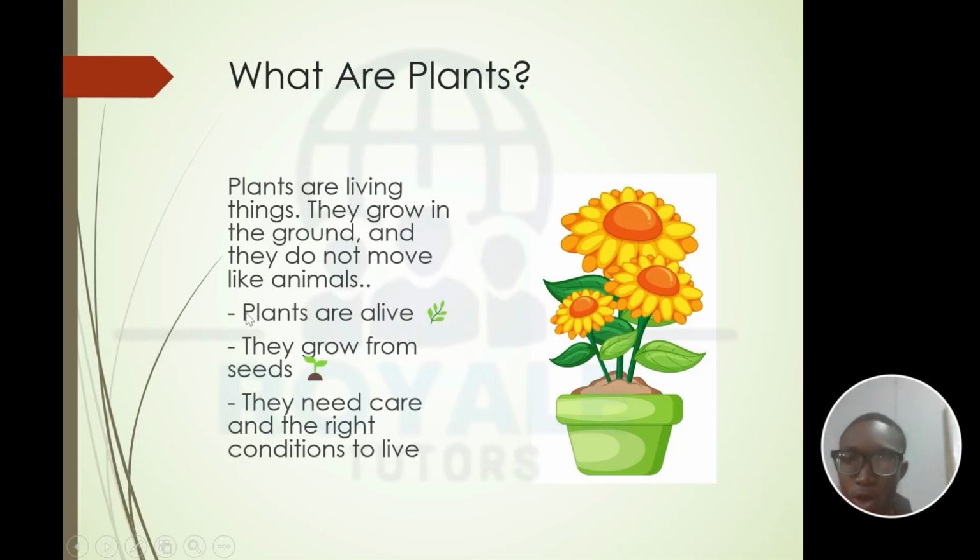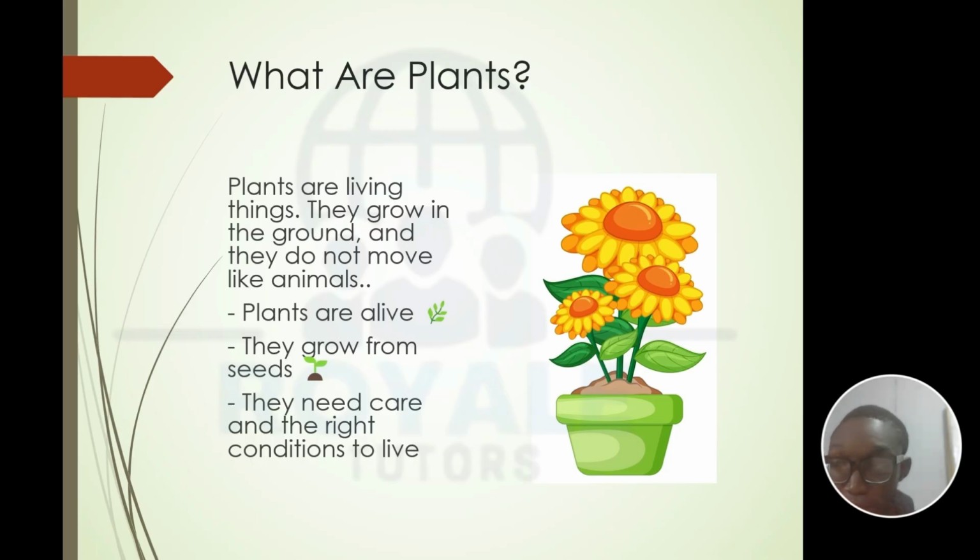So what are plants? Plants are living beings and they grow all around us, in the backyard, in the garden, and you find them in the walkway, almost everywhere. But we really have to understand how they do things, what exactly they do, and also whether we have to care for them or not.